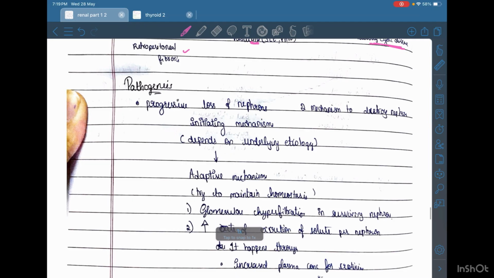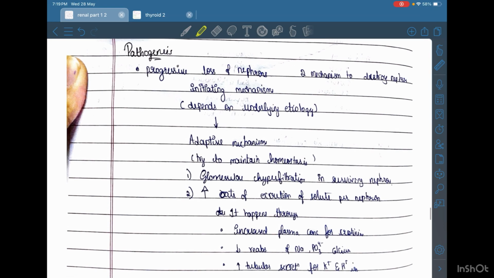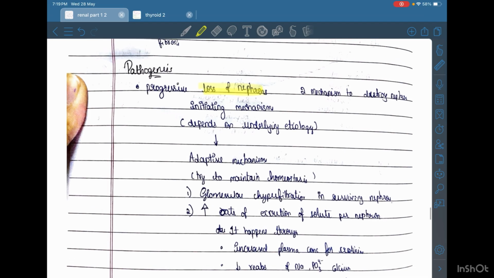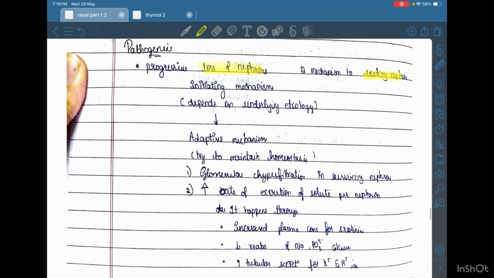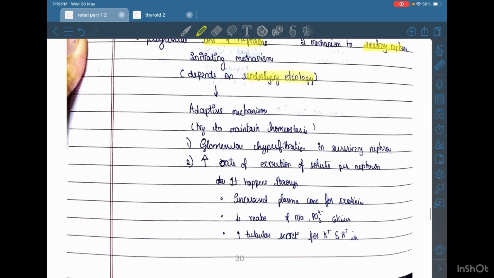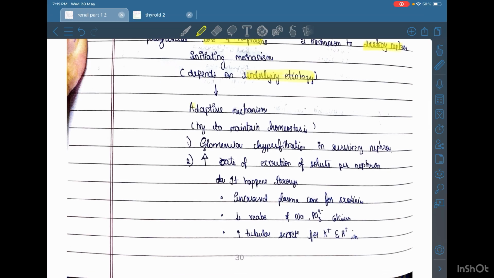Then coming to the pathogenesis, there is a progressive loss of nephrons, and there are two mechanisms to destroy nephrons. Basically there is a progressive loss of nephrons. Why? The initiating mechanism depends on the underlying etiology. Later there will be an adaptive mechanism, right? They try to maintain homeostasis.